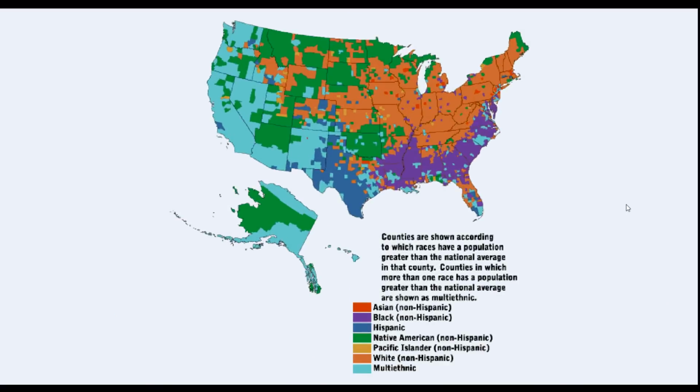Now again, we have a very similar overrepresentation map. These counties are shown according to which races have a population greater than the national average in that county. Counties in which more than one race has a population greater than the national average are shown as multi-ethnic. So again, the same kind of segregation themes persist.